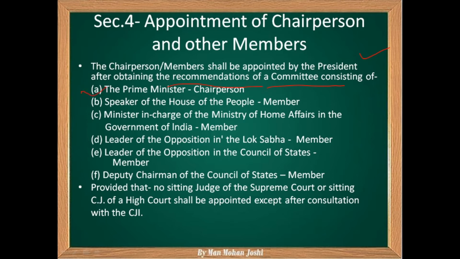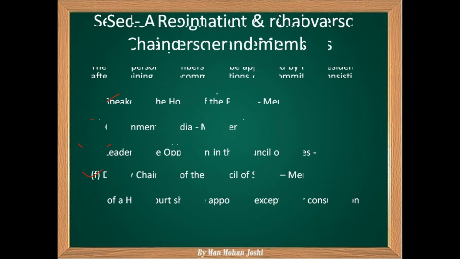Chairperson: the Prime Minister of India. One member is the Speaker of the House of the People. One member is the Minister in charge of the Ministry of Home Affairs in the Government of India. One member is the Leader of the Opposition in the Lok Sabha, one member is the Leader of the Opposition in the Council of States, and one member is the Deputy Chairperson of the Council of States. So, one chairperson and 5 members consist of the committee known as the Recommendation Committee. They recommend the names of the members and chairpersons of NHRC to the President, and they shall be appointed by the President of India. I hope you understood.